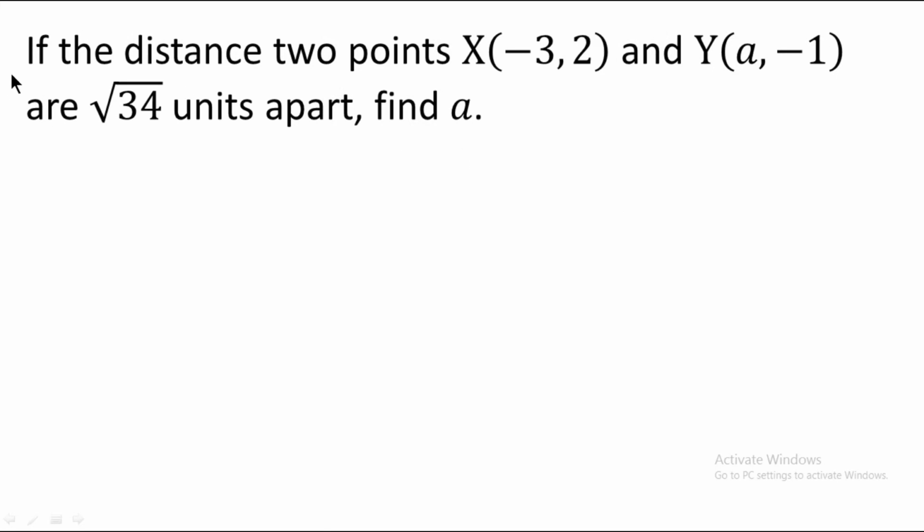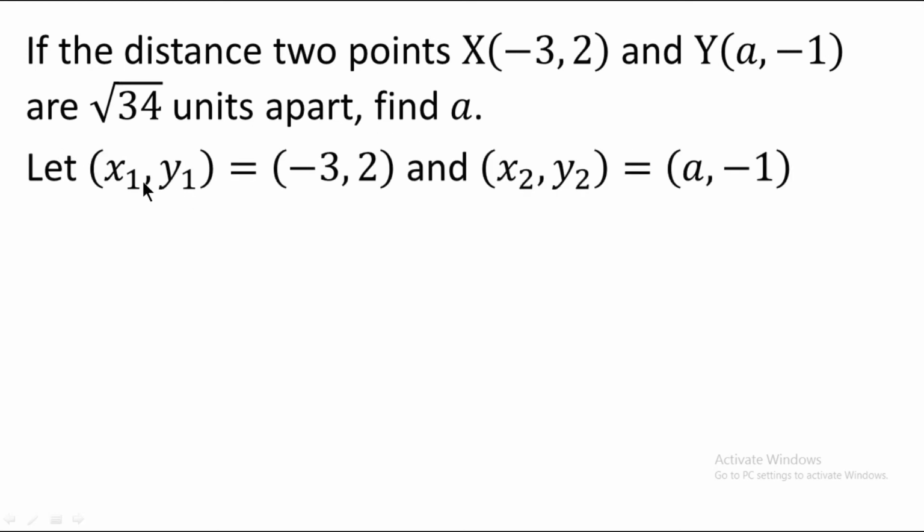Next example. Find the distance between point X, whose coordinate is negative 3, 2, and Y, whose coordinate is a, negative 1, that are square root of 34 units apart. Find the value of a. So in this question, we are given the distance between 2 points, but we are going to find the coordinate of one of the points.